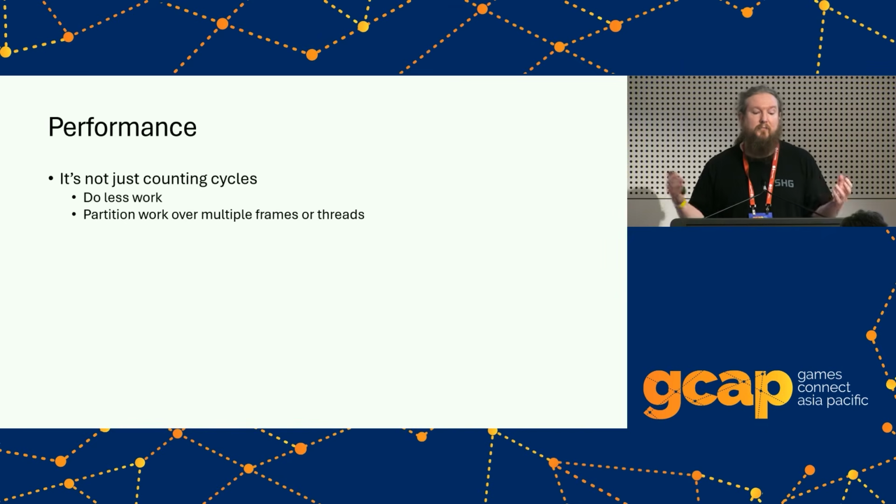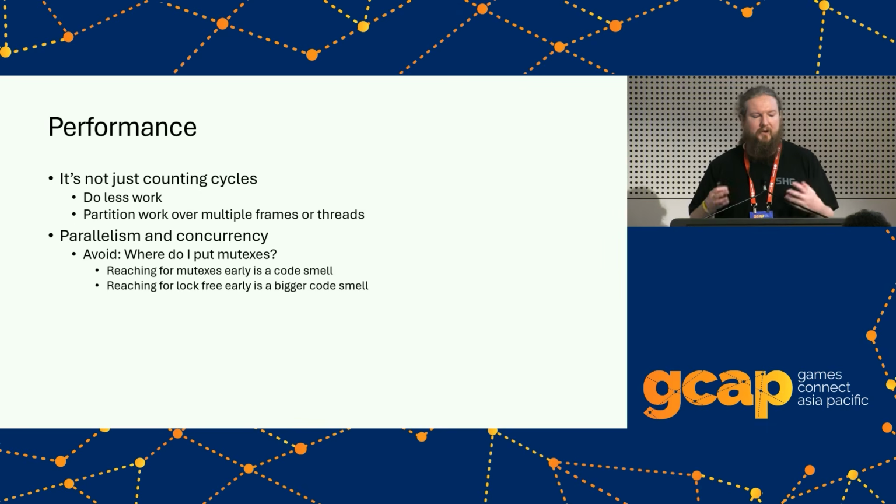Partition stuff over multiple frames or even over multiple threads wherever you can. And as we start looking at parallelism and concurrency, one thing I commonly see people reach for first is mutexes. To me, as soon as you're reaching for mutexes, it's a bit of a code smell. And as soon as you're reaching for lock-free, it's also probably a little bit of a code smell. Because all you're doing is changing that multi-threaded code into a bunch of serial code, so it's not actually gaining the huge performance gains. It might be a little bit of performance gain, but probably not what you think it'll be.